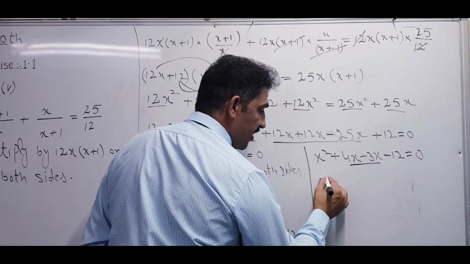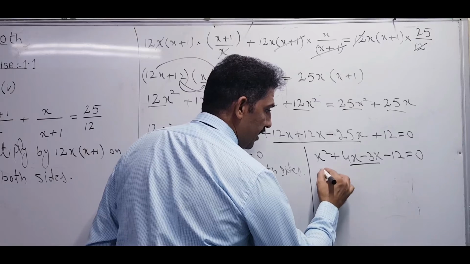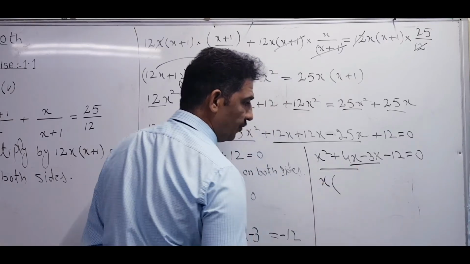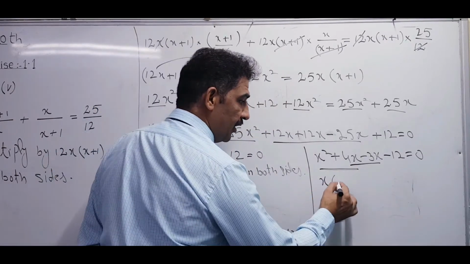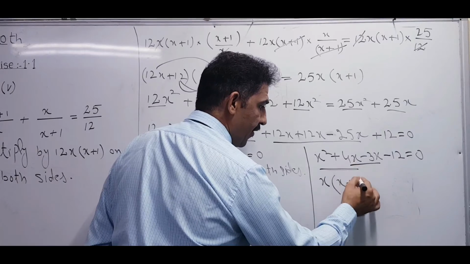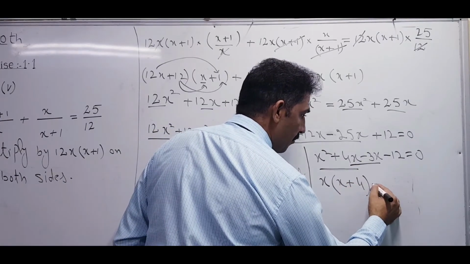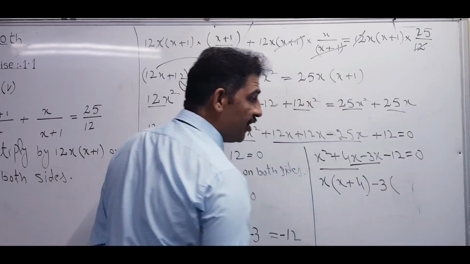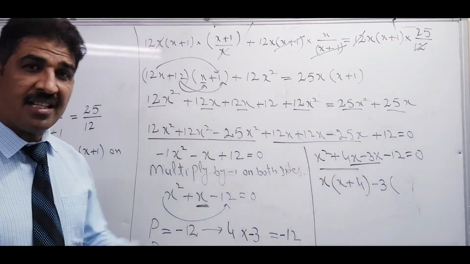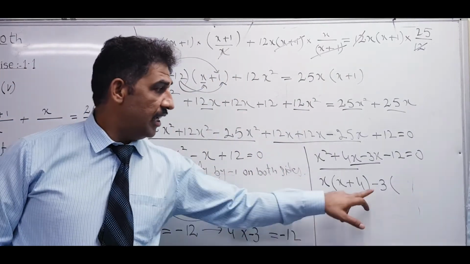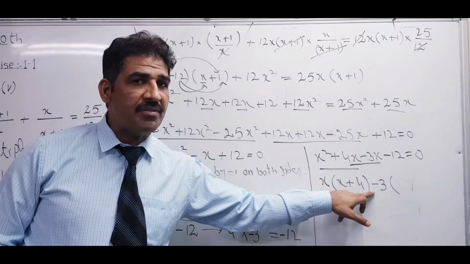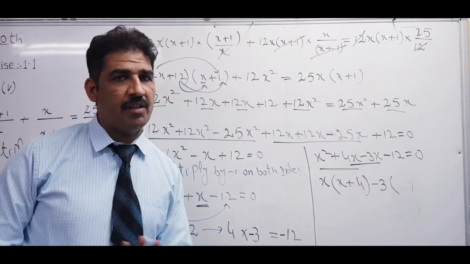What is common in the first pair? In this pair, what is common? X is common in both. So what's remaining here? X, and here 4. Then minus. Whenever you take the negative sign common, then inside the bracket the sign will be changed. If the positive sign is common, then inside the bracket the sign will remain the same.